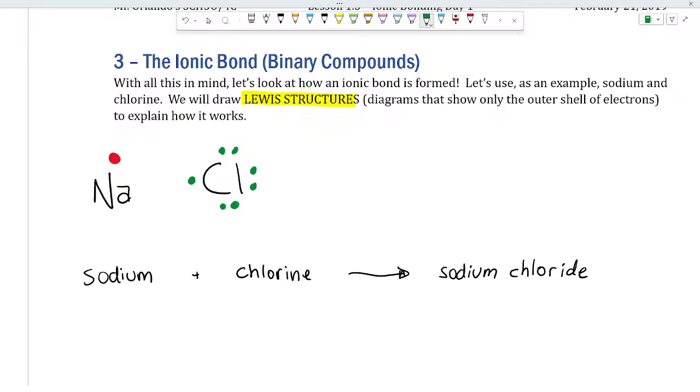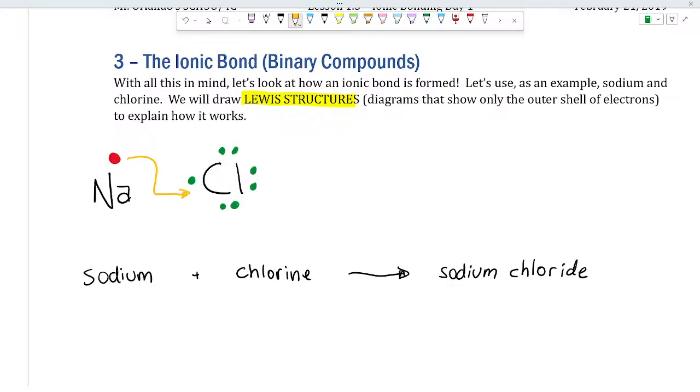Now, this should actually look pretty obvious. In this situation, which one is more electronegative? Which one has a greater pull on electrons? Sodium or chlorine? Chlorine, by far. So when these two bump into each other, what's going to happen? Sodium's going to give its electron to chlorine. Great, beautiful. That's exactly right.